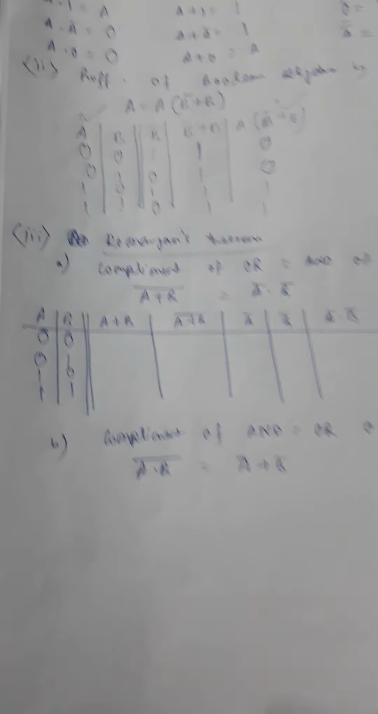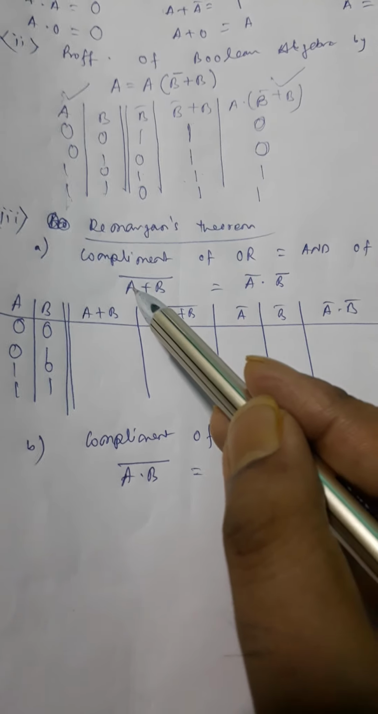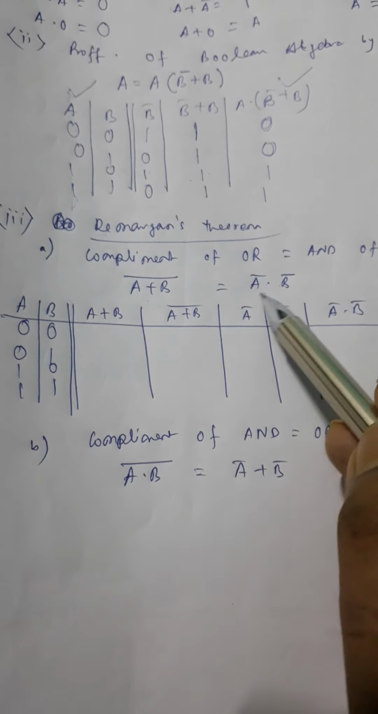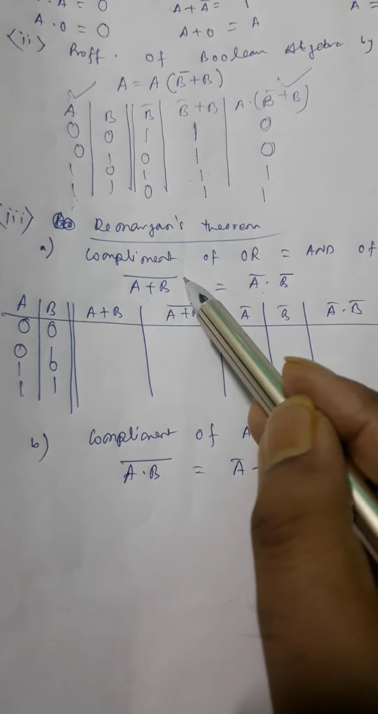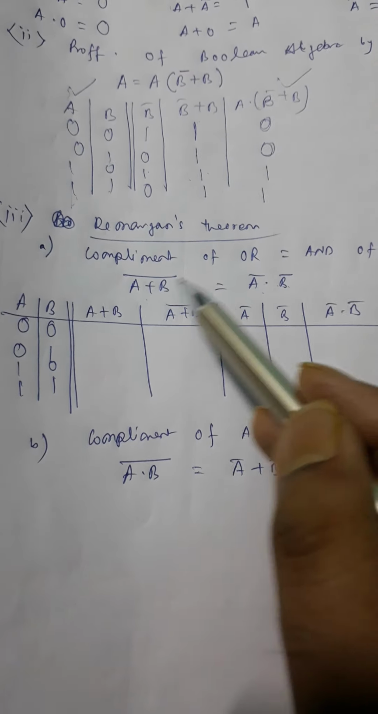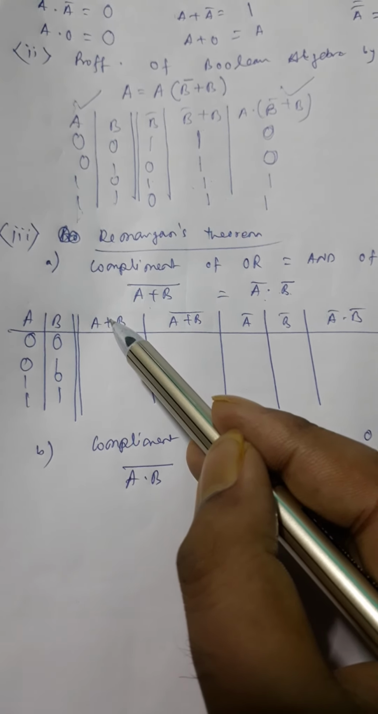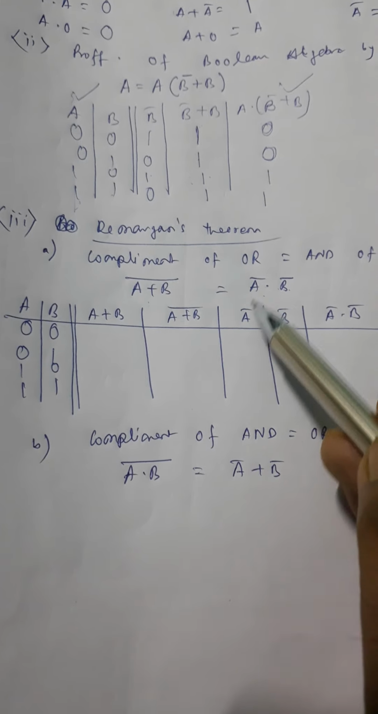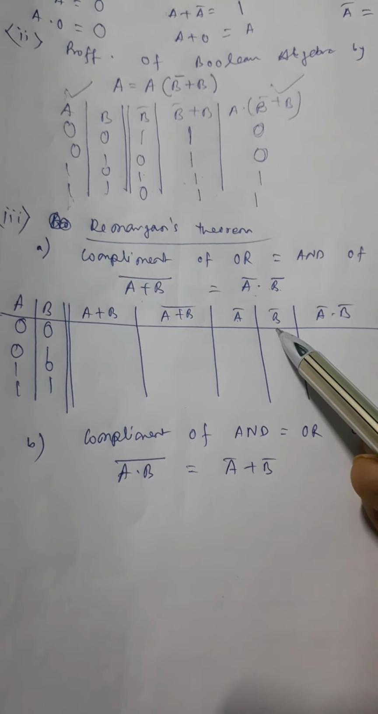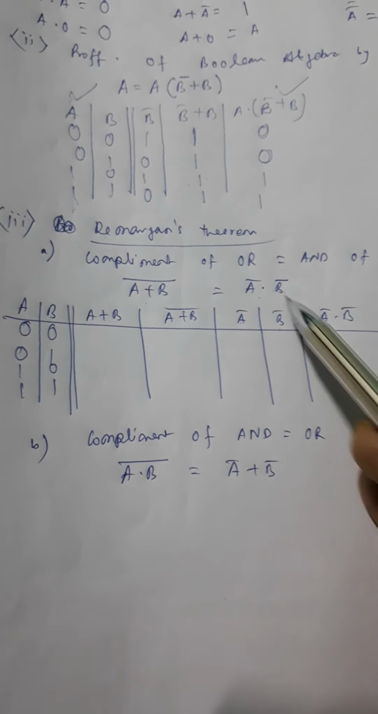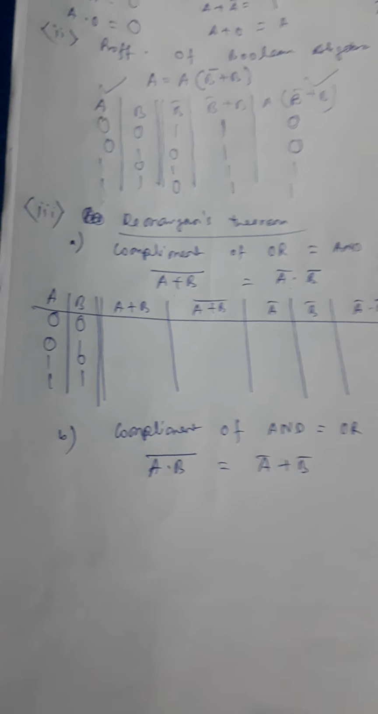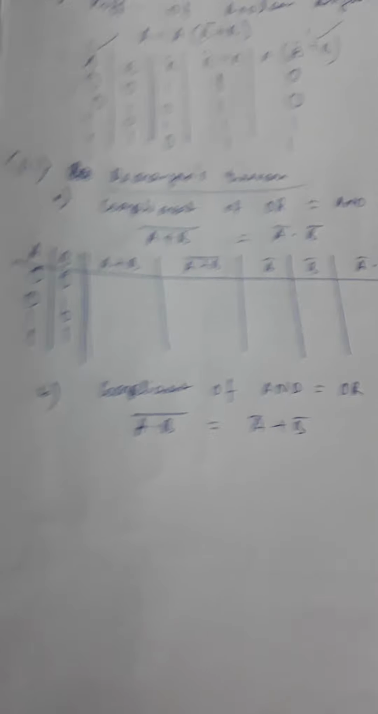Okay. Now for proving this De Morgan theorem, what do we require? A plus B whole bar is equal to A bar dot B bar. So we shall require A plus B, we shall require A plus B whole bar, we shall require A bar, we shall require B bar, and we shall also require A bar dot B bar. Remember this, that the more you break it, the simpler it becomes, and it is easier to prove.